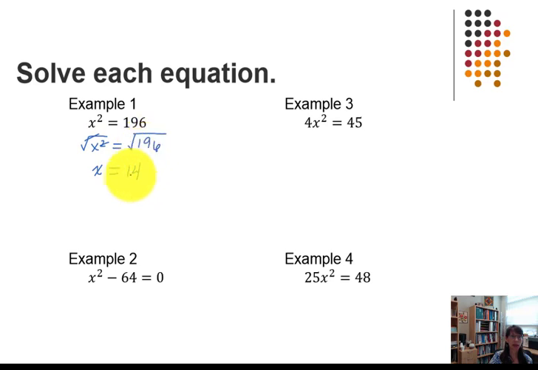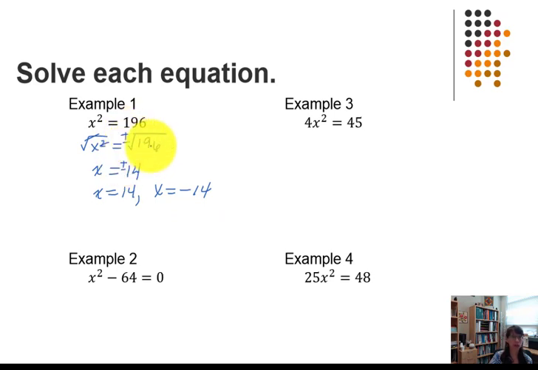But one thing that we need to consider is the positive square root and the negative square root. So it's not just 14, it's positive 14 and negative 14. We actually have two solutions, x equals 14 and x equals negative 14. So don't forget to take the positive and the negative square root.